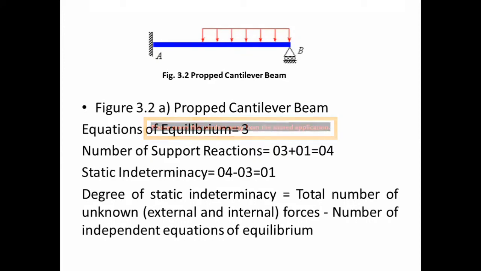So in general, this is the formula to calculate static indeterminacy: total number of unknown reactions or forces, external as well as internal, minus the number of independent equations of equilibrium. The second term in the equation is usually 3 for beams and frames, not for trusses.